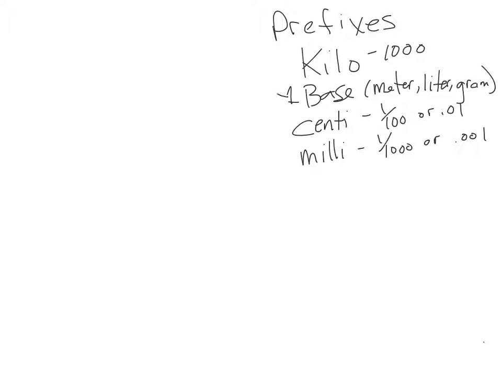So to go from the base unit to kilo, we're talking about 1,000. There's 1,000 of any of the base units in the kilo. Then from the centa to the base unit, we have 100. Since centa means 1/100th, then that means there must be 100 hundredths in one base unit.